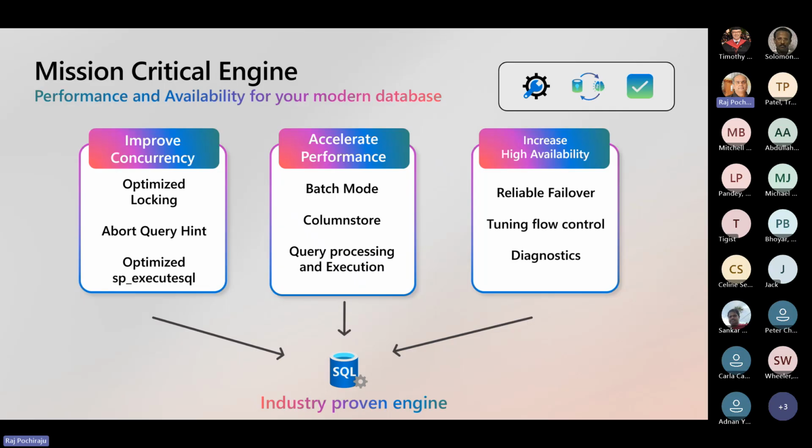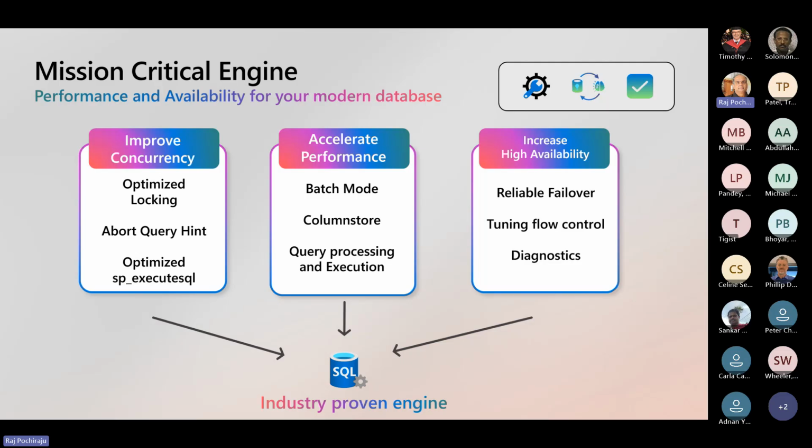And then we also introduced batch mode efficiencies for those queries which are running batch mode queries to begin with. Improvements are made with query processing and execution timelines and reliable failover. A lot of improvements were added to the high availability groups, Always On availability groups to begin with. All these will really promote reliable failover and fast failover as well.